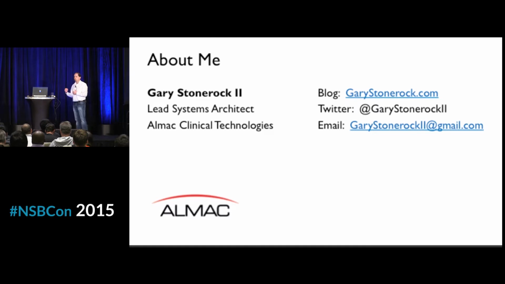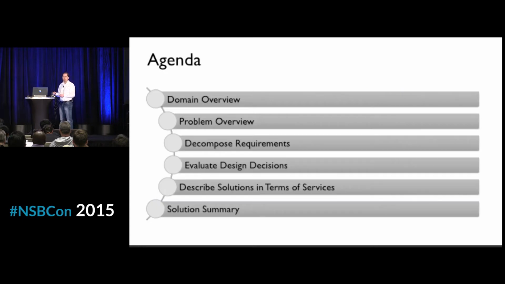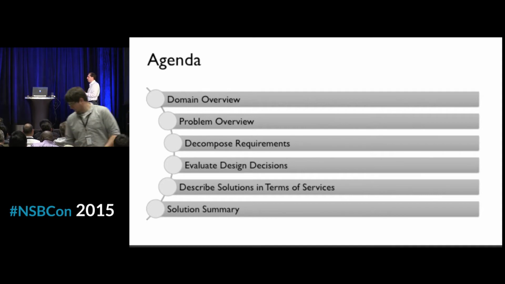I'm going to start with an overview of the domain and a particular problem we were trying to solve. I'll then take a small part of that problem to decompose some of its requirements so we can evaluate the various design decisions and the trade-offs associated with them. Then I'll take a step back to describe the overall solutions in terms of SOA services. And finally, we'll wrap up with a brief summary of how it turned out.